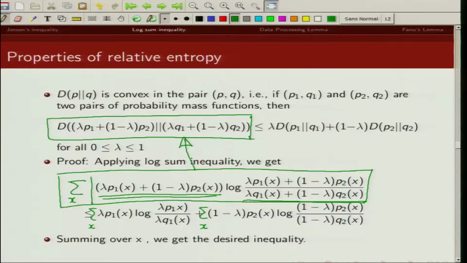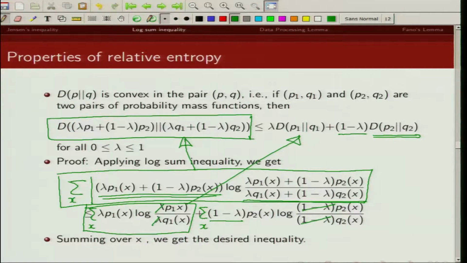What about the right hand side? This is lambda p1(x) log of this, where lambda cancels out. So this is lambda times the sum over x of p1(x) log p1(x) by q1(x), which is lambda times the divergence between p1 and q1. The second quantity is 1 minus lambda times the sum over x of p2(x) log p2(x) by q2(x), which is 1 minus lambda times the divergence between p2 and q2.